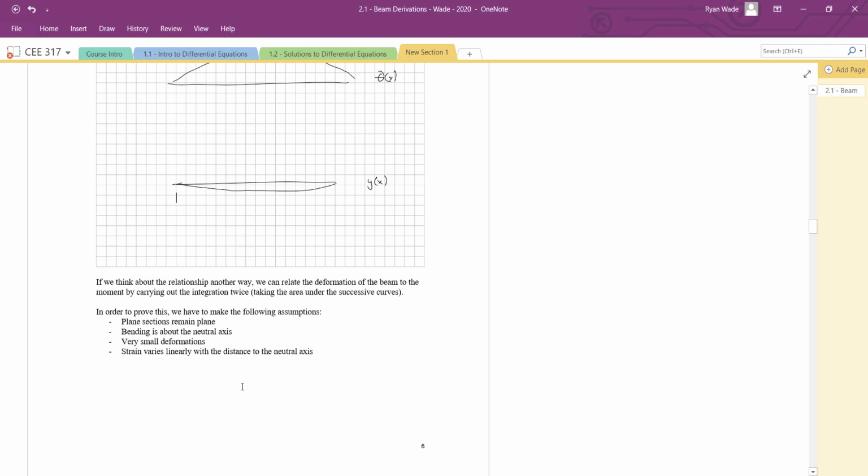So these are kind of typical assumptions that we see in civil engineering quite a bit. We see that plane sections remain plane. Bending is about the neutral axis, so all that means is that when we are looking at the cross section, the bending is 0 at the neutral axis, like we've seen before, for the stress. We have very small deformations, which we always assume in civil engineering, and that strain varies linearly with the distance to the neutral axis, and that's just because basically that means that E is equal to stress over strain, and that's basically relates to our linear. It means we're in our linear elastic region.